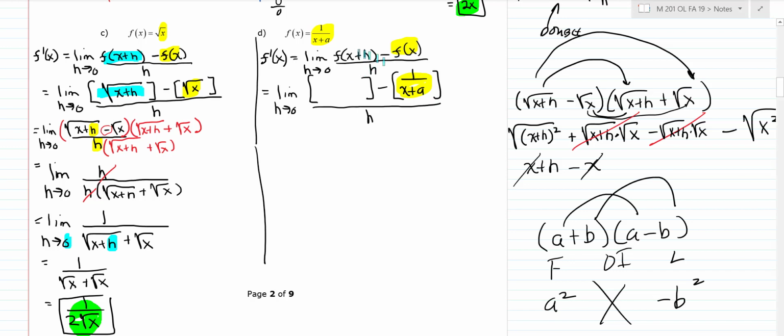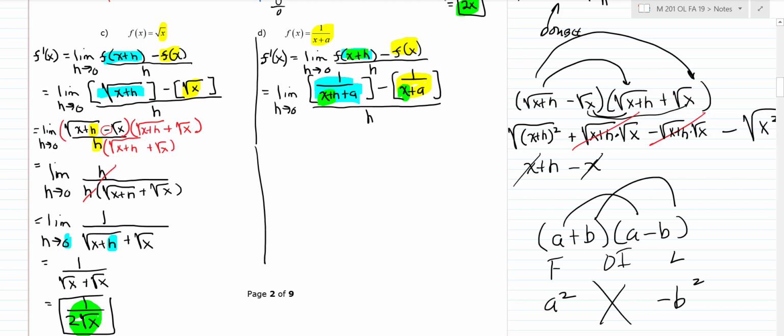F of x plus h goes here. That's the same thing except replace x with x plus h. Okay, so that means this is going to be 1 over x plus h plus a. All I did was replace this x with x plus h. That's it. Now, what would happen here is you do have a 0 over 0 limit.